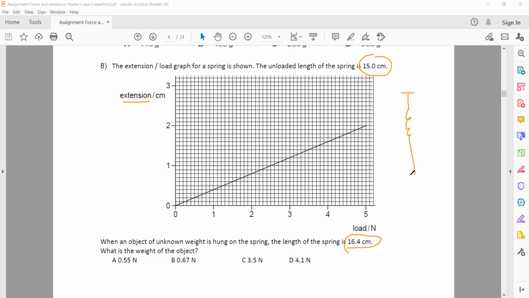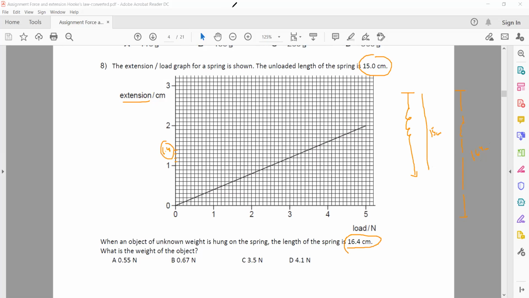the original length of the spring was 15 and the new length of the spring is 16.4. How much is the extension? What is the extension of the spring? 1.4 centimeters. So if it's 1.4 centimeter, you will draw a line from 1.4. This is 1, 2, 3, and 4. This is 1.4. Why? Because the graph is given.